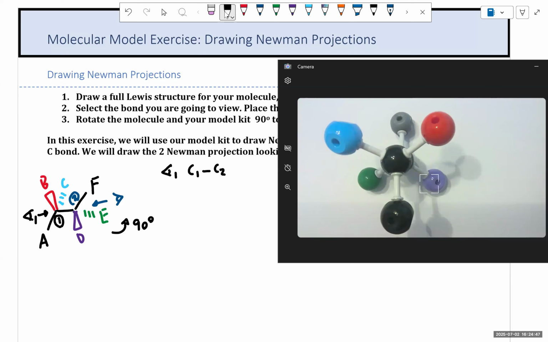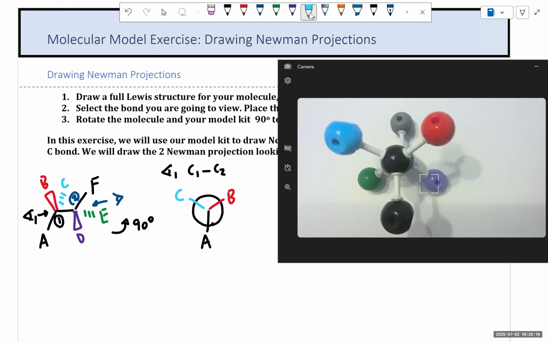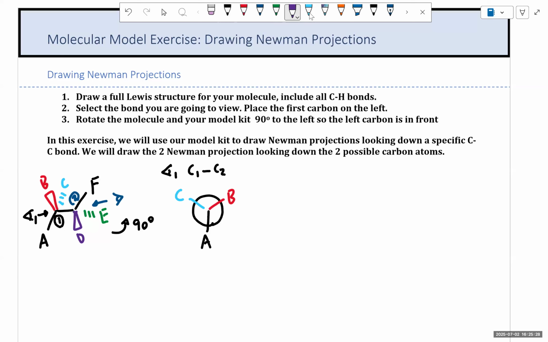Now, all we have to do is draw what we see. So in terms of our Newman projection, we see that atom B in red is on the right, atom C in blue is on the left. So let's draw that initial depiction. A is pointing down, B is on the right, C is on the left. Let's now look at the back carbon. Atom F is pointing up in gray. Atom D is pointing down and to the right, and atom E is pointing down and to the left. So let's draw that.